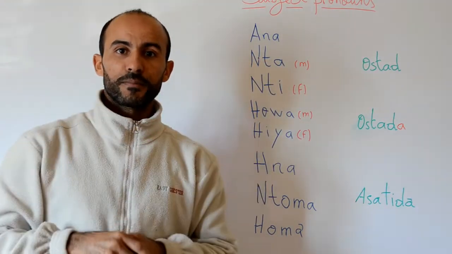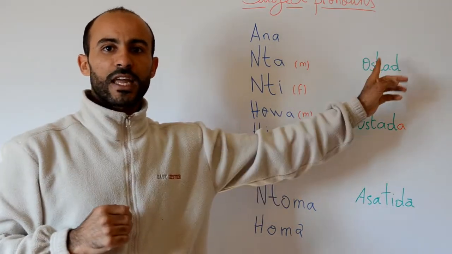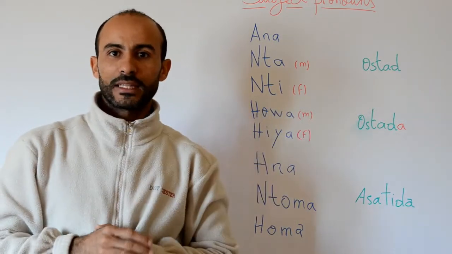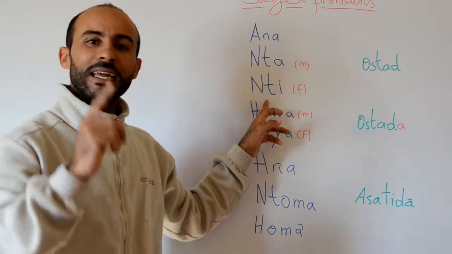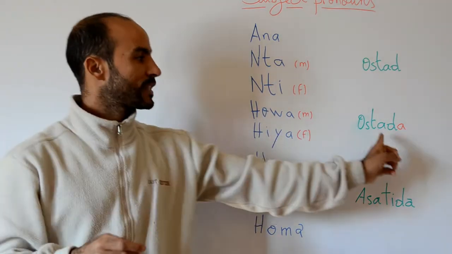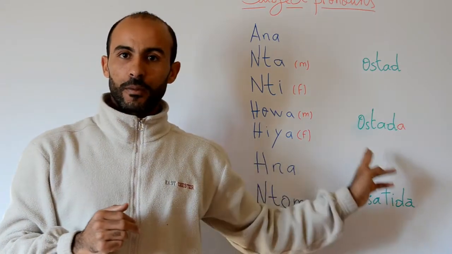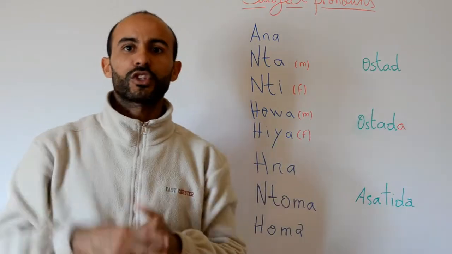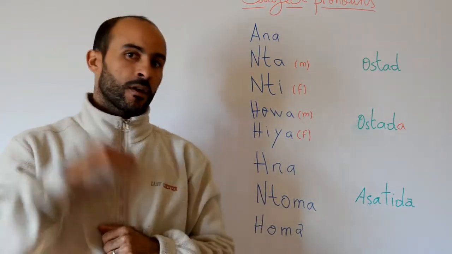Nta, you, for masculine. Say, Nta ustad. Nti, you, for feminine. Nti ustada. Here it's the feminine form of ustad. Ustad is masculine, feminine is ustada. I'm going to teach you in the next videos how to make feminine and masculine nouns.